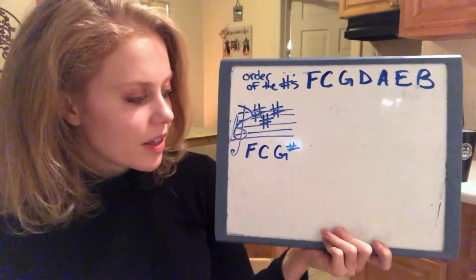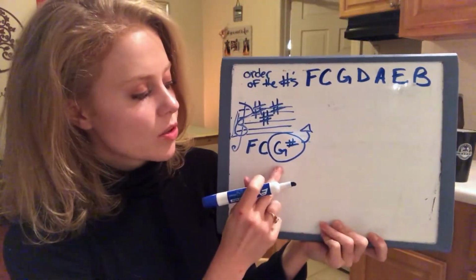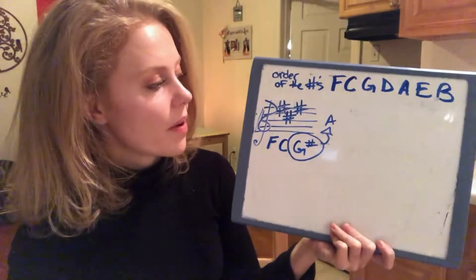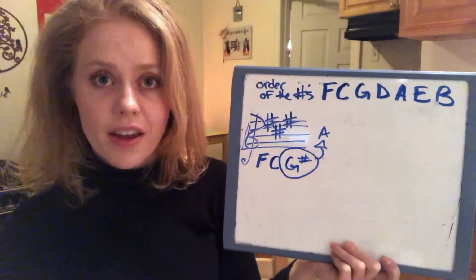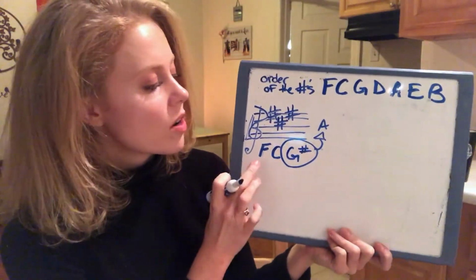If we want to determine the key, we're going to find the last sharp, find the note above it. The next note up from G sharp is A. So this is the key of A, okay? Or the scale of A. But that is for another video, as I said. So these are our altered notes.